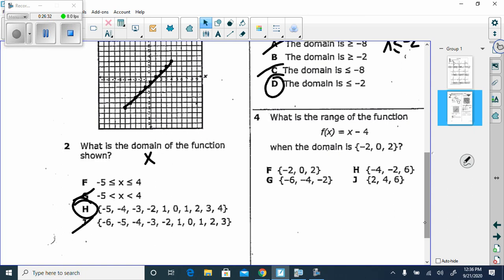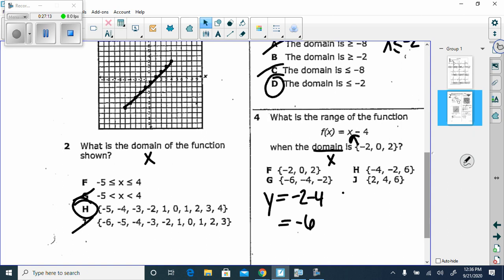Alright, last one says, what is the range of the function f of x equals x minus 4 when the domain is -2, 0, and 2? So what should I do on this one? Plug in the calculator software. We're going to substitute, but this time they gave us domain, and domain is x. So this time you would be substituting for x, solving for y. So I would really have y equals, if I substitute -2 in there, I've got -2 minus 4. What is -2 minus 4?